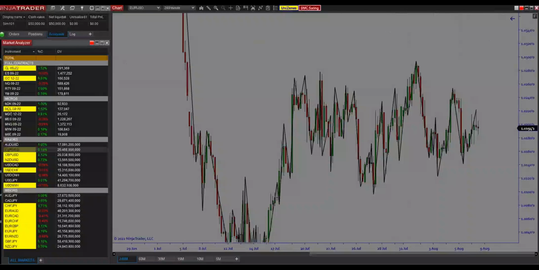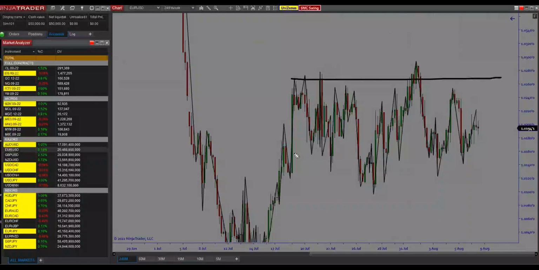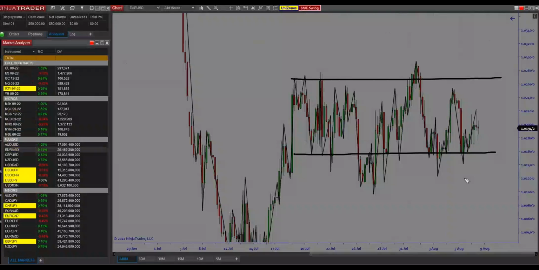I'll give you an example. They're really messing with a lot of traders in here right now because it's a messy environment. It's a very messy environment.